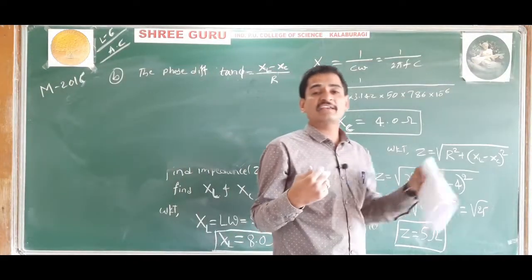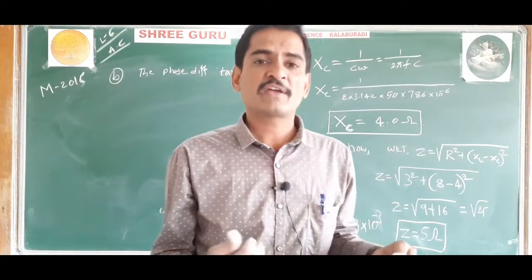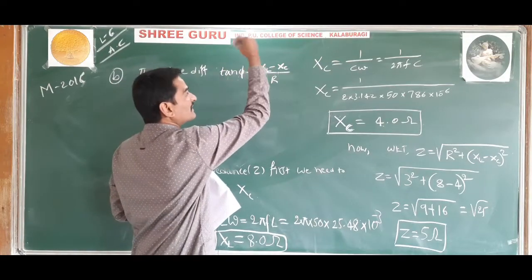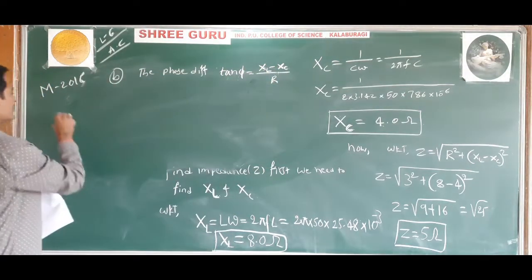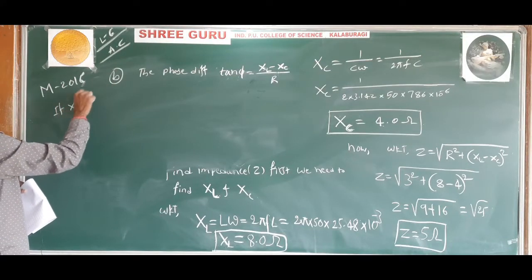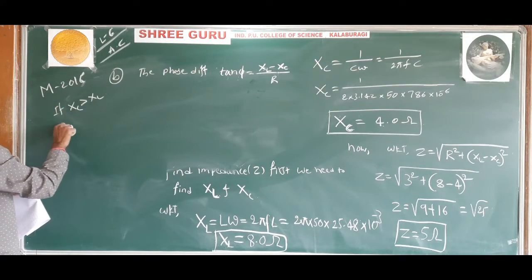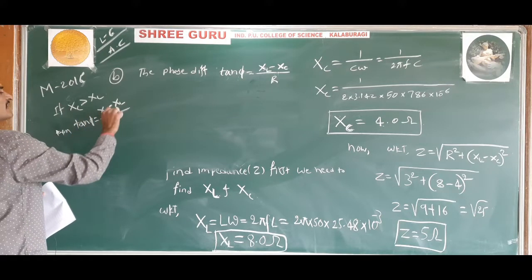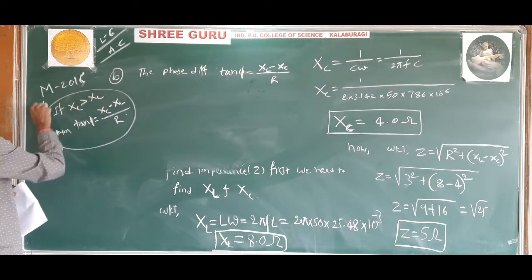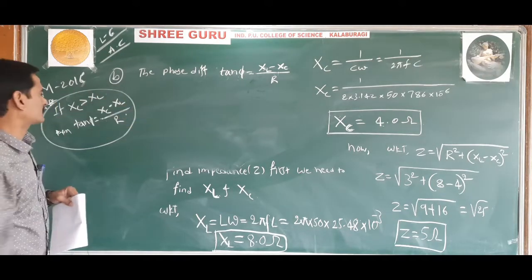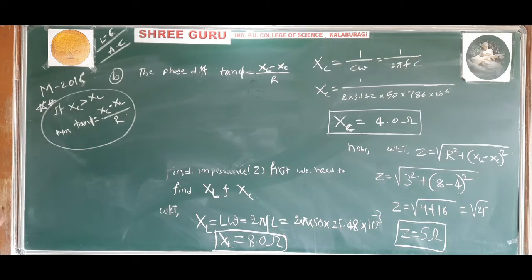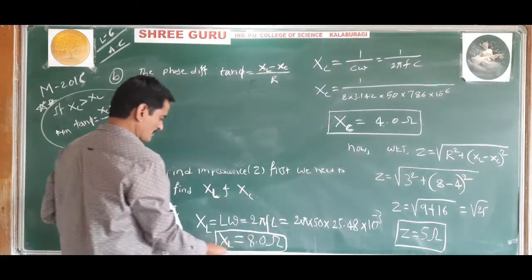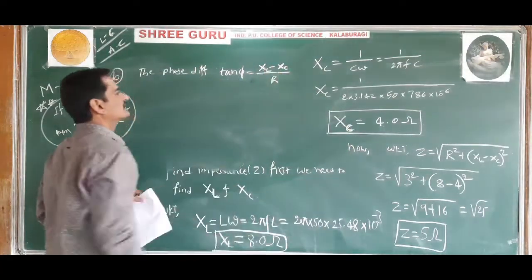If XC is greater than XL, then you have to apply the formula tan phi is equal to XC minus XL divided by R. Remember this. It is not in this problem, but still we get some numericals related to that. That's why remember this. Understood? Okay. For this problem, XL is greater than XC, so this formula is enough.